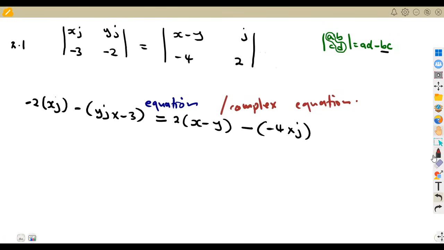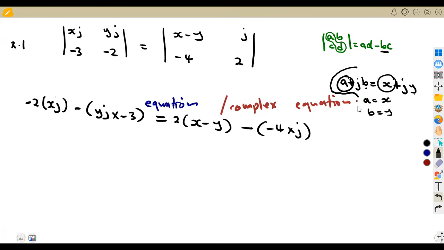Remember, in rectangular form, I told you that if we have two things, a plus jb is equal to x plus jy, once these two are in rectangular form and they are the same, you can equate the real terms together, meaning a must be equal to x, and the imaginary terms together, meaning b must be equal to y. That is the condition that we know in this type of equation if you're dealing with a rectangular form. So this is what we need.